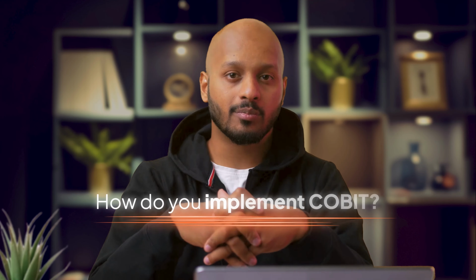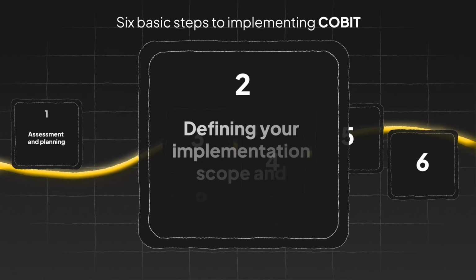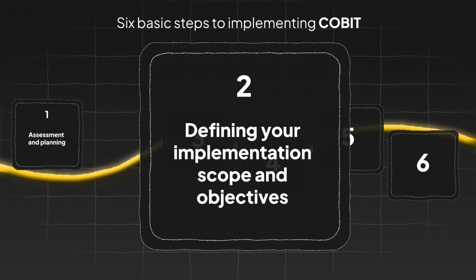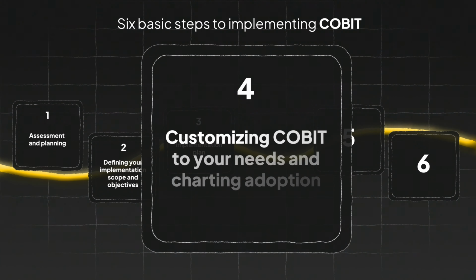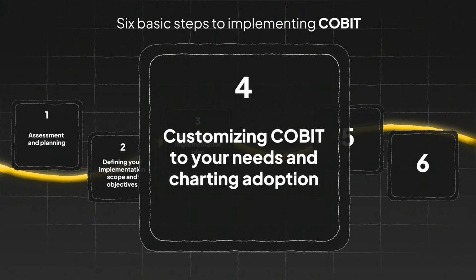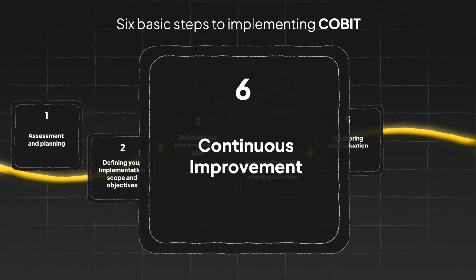So, how do you implement COBIT for your business? There's 6 basic steps to implementing COBIT. First, assessment and planning. Second, defining your implementation scope and objectives. Third, building your implementation plan. Fourth, customizing COBIT to your needs and charting adoption. Fifth, monitoring and evaluation. And finally, sixth, continuous improvement.